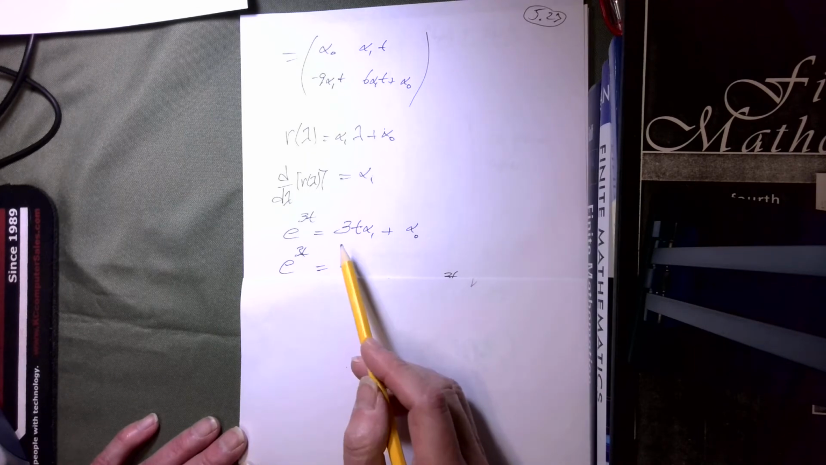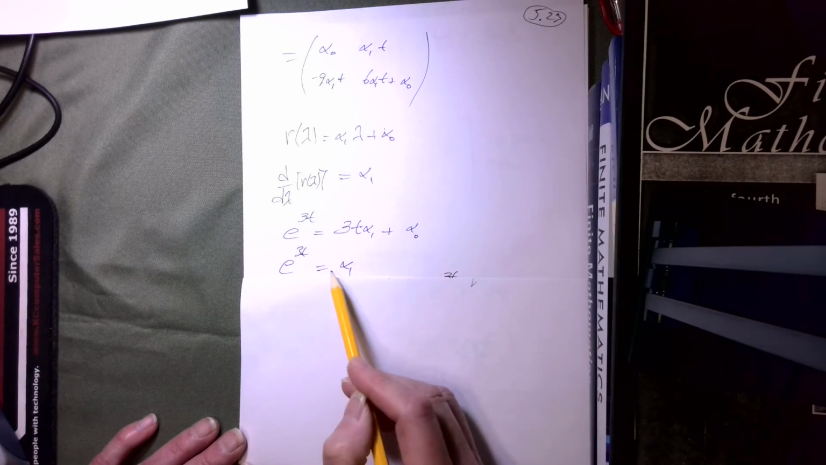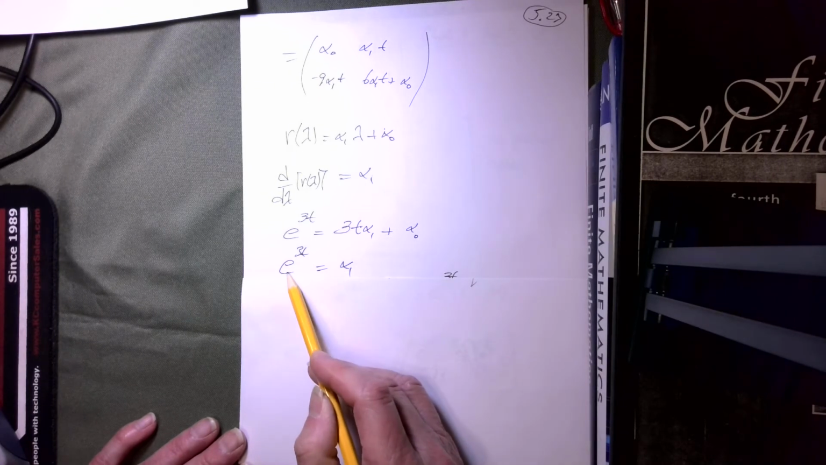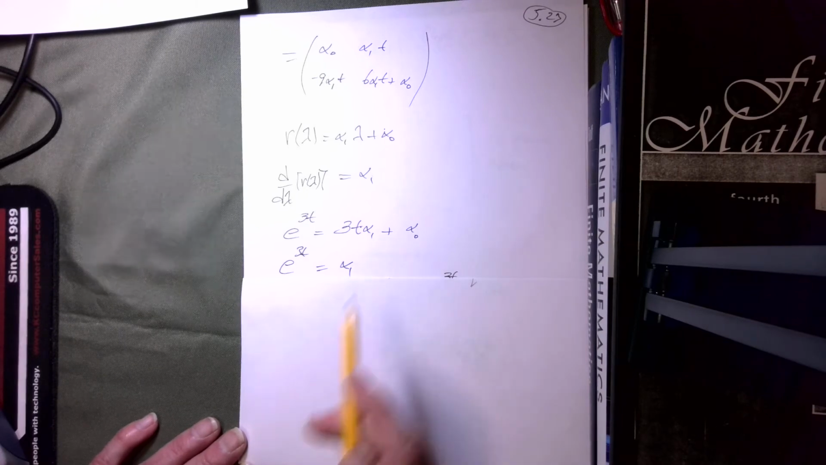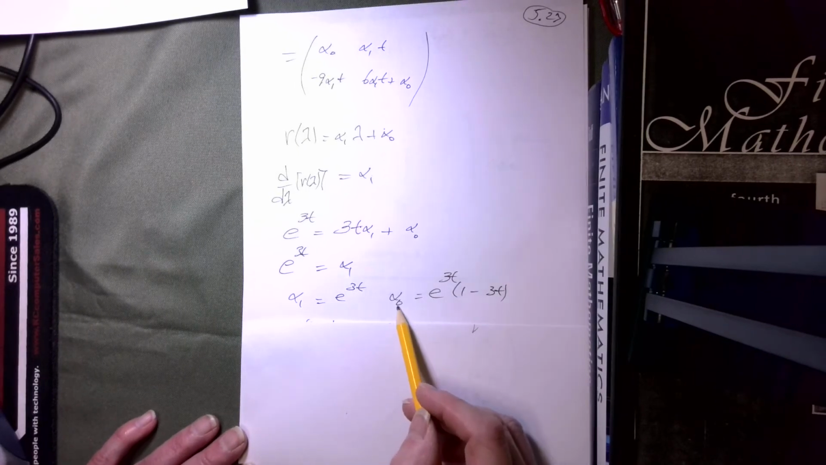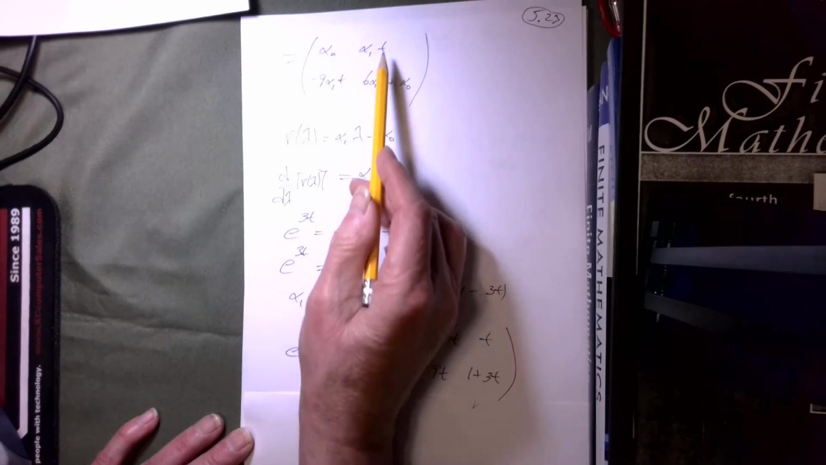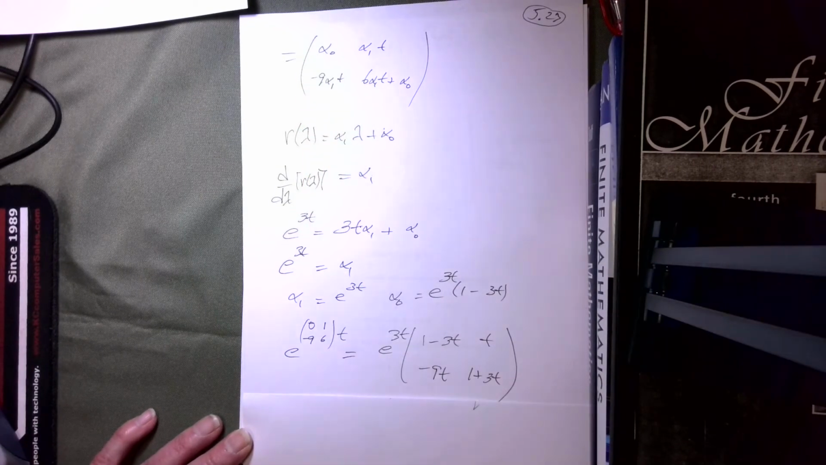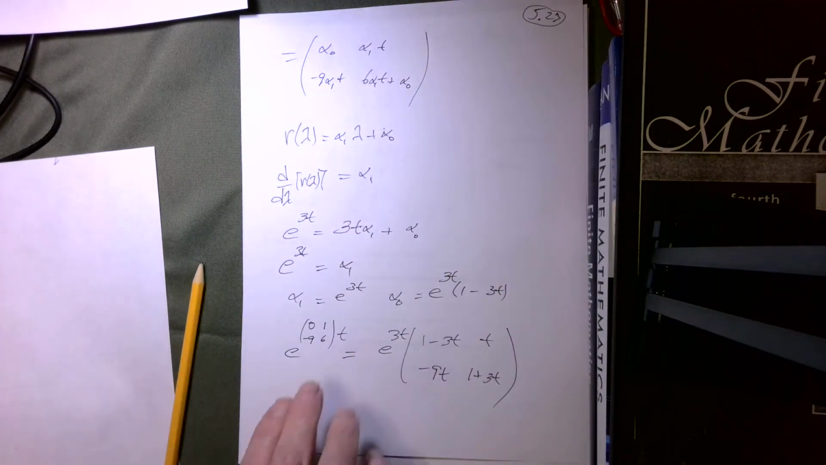So here are our two equations in two unknowns. This tells me immediately what alpha 1 is, so I can substitute that and figure out what my alpha naught is. So alpha naught is equal to this, and we now know both. If I put alpha naught and alpha 1 back up into here, here is my matrix exponential. Very nice.